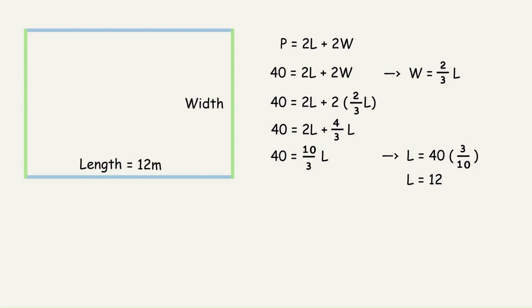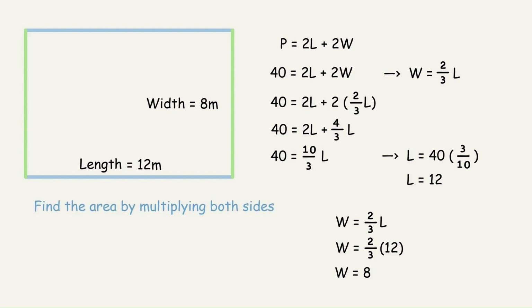After finding the length, we can now substitute the length value to find the width. W equals 2/3 times L. L is 12, so 2/3 times 12 is 8. So that's going to be our width value, that is 8 meters. Finally, we found out that the backyard has a width of 8 meters and a length of 12 meters.